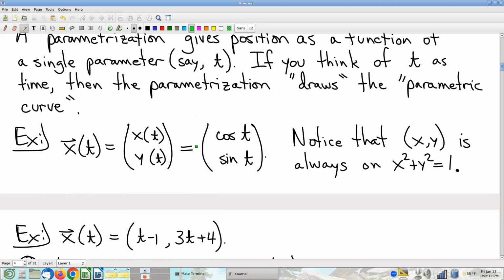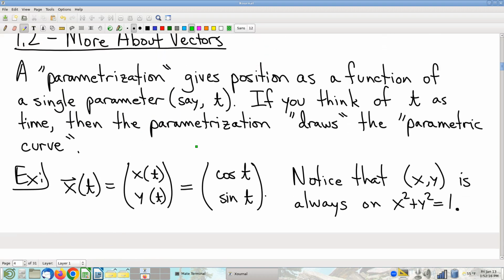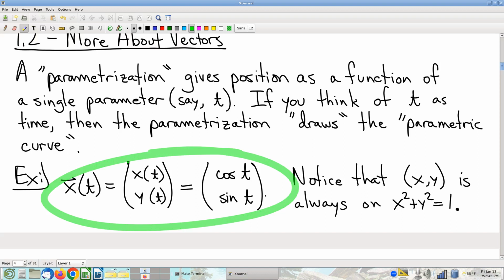Okay, let's see an example. Here we go. That is a parameterization of something. Notice that it gives me x and y, aka location, position vector x. It gives me that as functions of time. Right? We have explicit formulas for what those functions are. Position as a function of time. Coordinates as functions of time. And so this is a curve. This describes the action of drawing a certain curve. Next natural question, what curve?